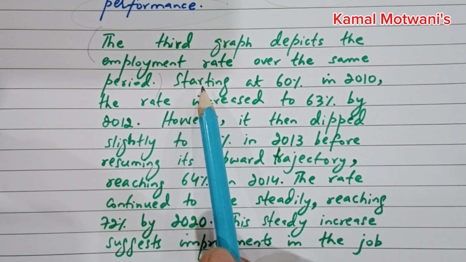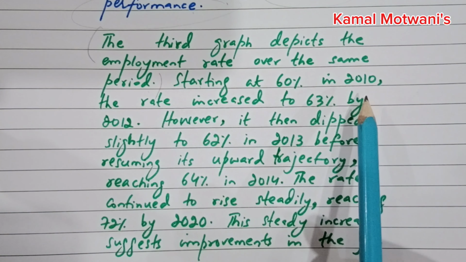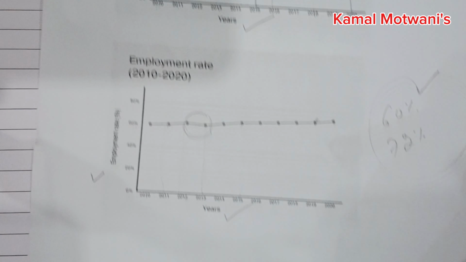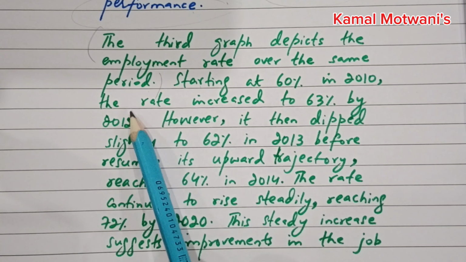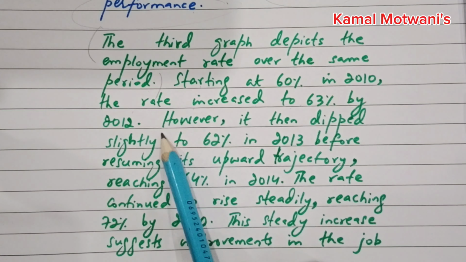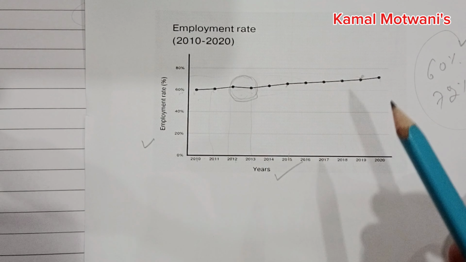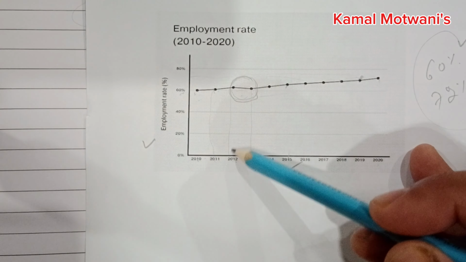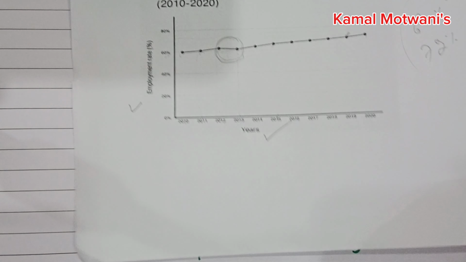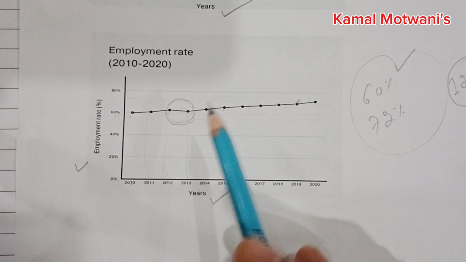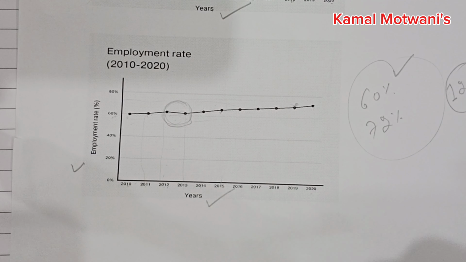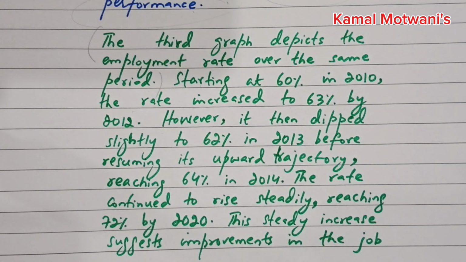See, now it is starting at 60% in 2010. See, it started from 60%. The rate increased to 63% by 2012. Now see, by 2012 it was 63%. Now why I have used a slightly different format to explain this paragraph, because there is a slight fluctuation in this graph, as I told you here. This is a slight fluctuation. Now I have to mention this fluctuation in the paragraph. That's why the description of this paragraph is a bit different from the earlier two paragraphs.